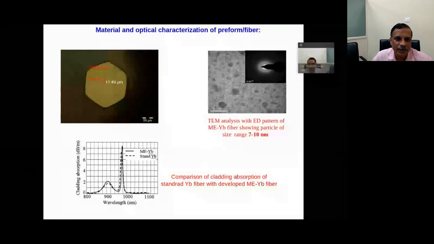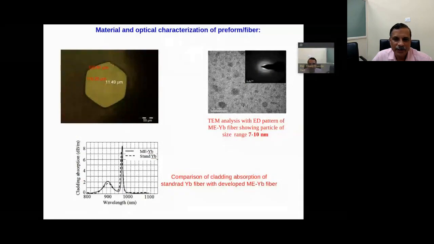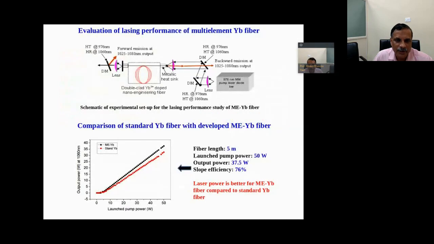And this is the hexagonal geometry fiber. If we see the TEM spectra, this shows the nanocrystals, which are in the size of 7 to 10 nanometer. And here we have compared standard ytterbium fiber and multi-element ytterbium fiber having the same concentration, from the viewpoint of the same cladding absorption in terms of dB per meter.